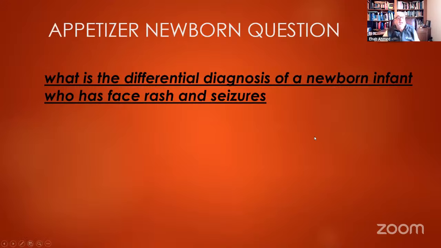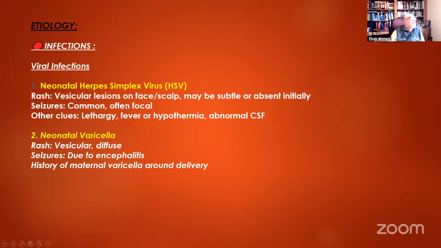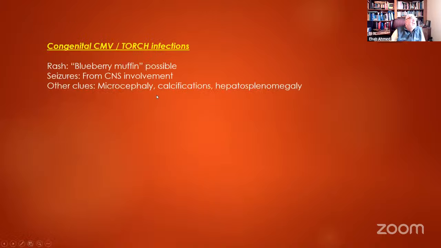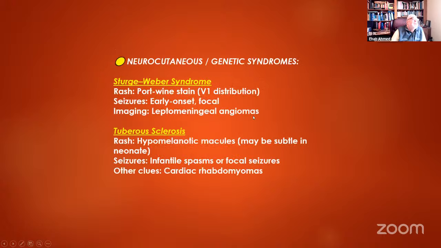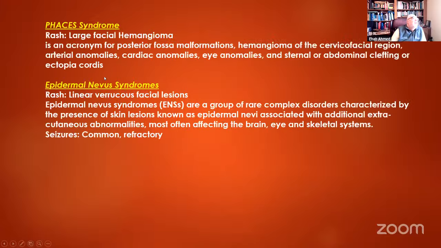Okay, so let us keep going. So as we thought, infections, neonatal herpes is extremely important. Varicella, we have either acquired varicella, neonatal varicella, or congenital varicella syndrome. Also, we have the TORCHES, bacterial with meningitis, listeria, staph, strep, in the form of impetigo or cellulitis, complicated with intracranial infection. Fungal infection like congenital systemic candidiasis, neurocutaneous syndrome, Sturge-Weber, TS, PHACES syndrome.